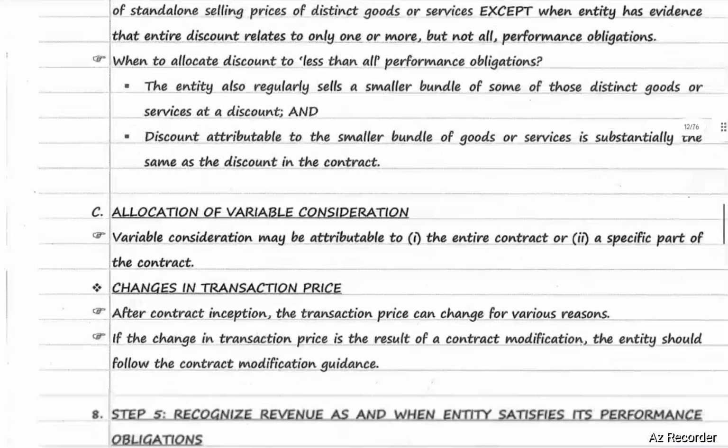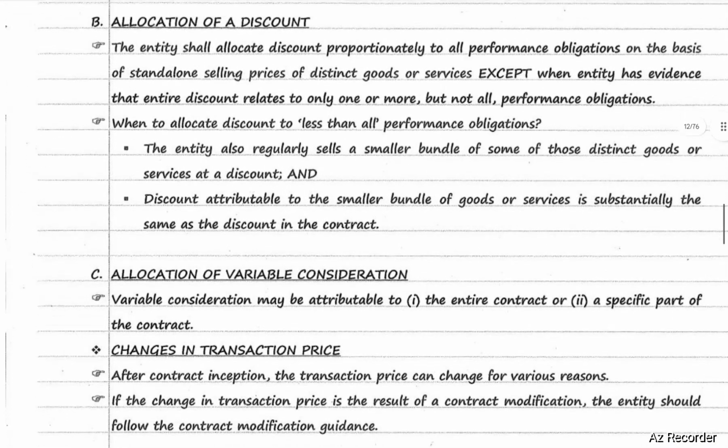Next, allocation of discount. How is discount allocated? The entity shall allocate discount proportionately to all performance obligations on the basis of standalone selling prices of distinct goods or services, except when the entity has evidence that the entire discount relates to one or more, but not all, performance obligations. That means generally discount will be allocated on the basis of standalone selling price only, except when discount is pertaining to one or two elements. In such a case, discount will be allocated to one or two items only. It will not be allocated to all items on the basis of standalone selling prices.